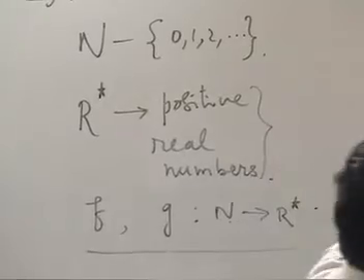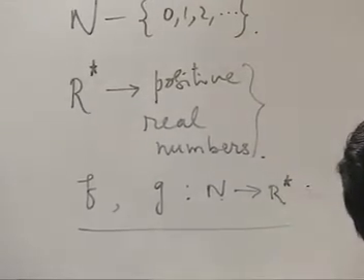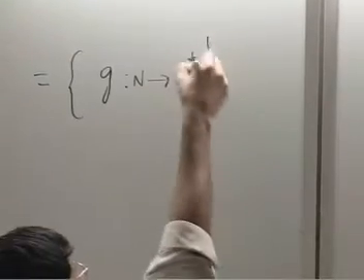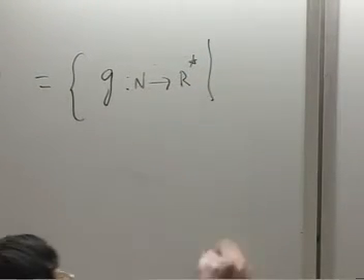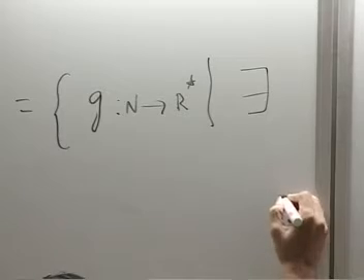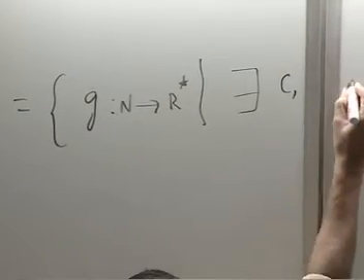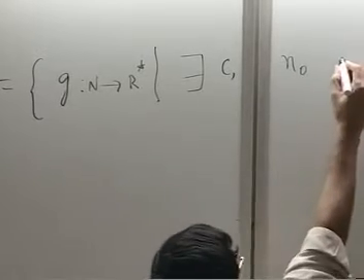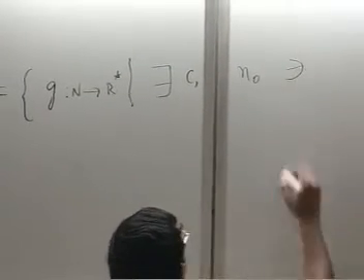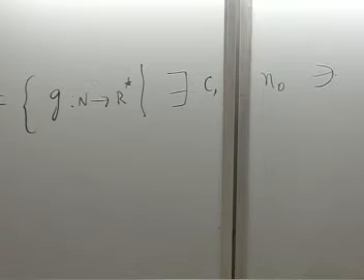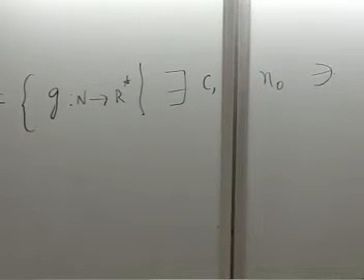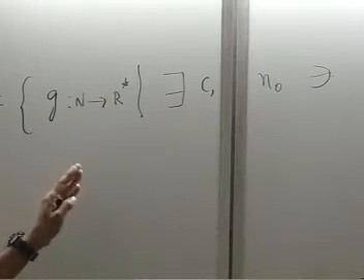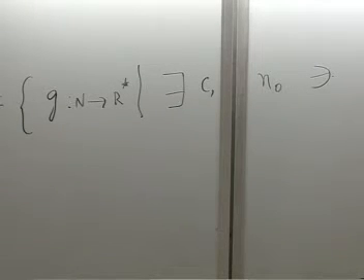O of f of n, from N to R star, such that this notation is for: there exist constants c and n naught satisfying. So these are all the notation. There exist such that, or the common notation used.